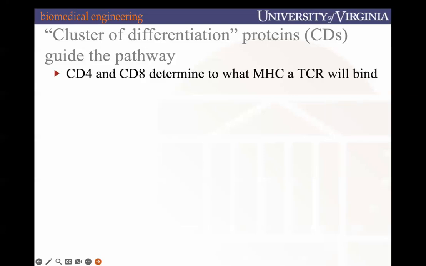So T cells come in many flavors. Two of the flavors that we're going to talk about right now are called CD4 positive and CD8 positive T cells. Their importance in what we've just been talking about is that their role is to display a certain class of MHC to the T cell receptor during the immune response.